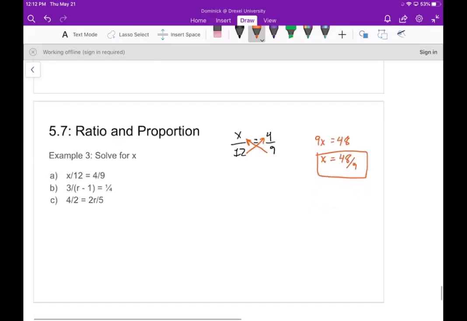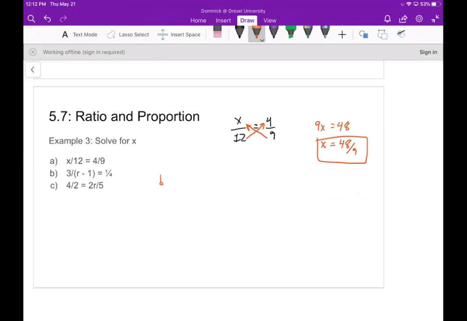Okay. So in part B, we have that 3 over r minus 1 is equal to 1 over 4. So now when we cross multiply, we're going to get that r minus 1 times 1, so in this case just r minus 1 is equal to 12, so we get r is equal to 13.